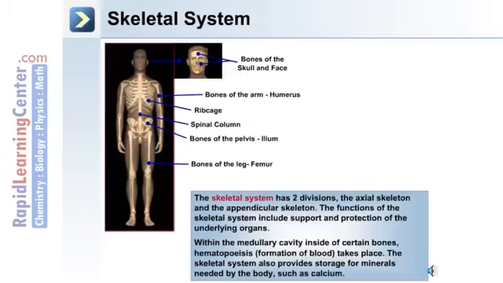The next organ system we'll discuss is the skeletal system. This diagram depicts the major bones in the skeletal system. Bones of the skull and face, the arm and rib cage, the spinal column, bones of the pelvis, and in the leg. The skeletal system has two major divisions, the axial skeleton and the appendicular skeleton. The functions of this system include support, strength, and protection for underlying organs. Within the medullary cavity of certain bones, hematopoiesis or blood formation takes place. The skeletal system also provides for calcium storage.